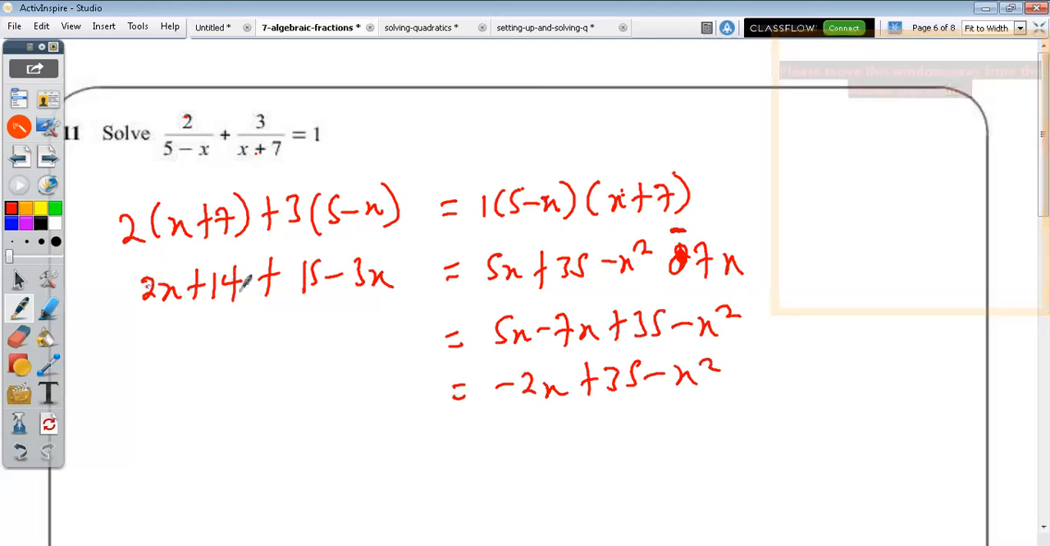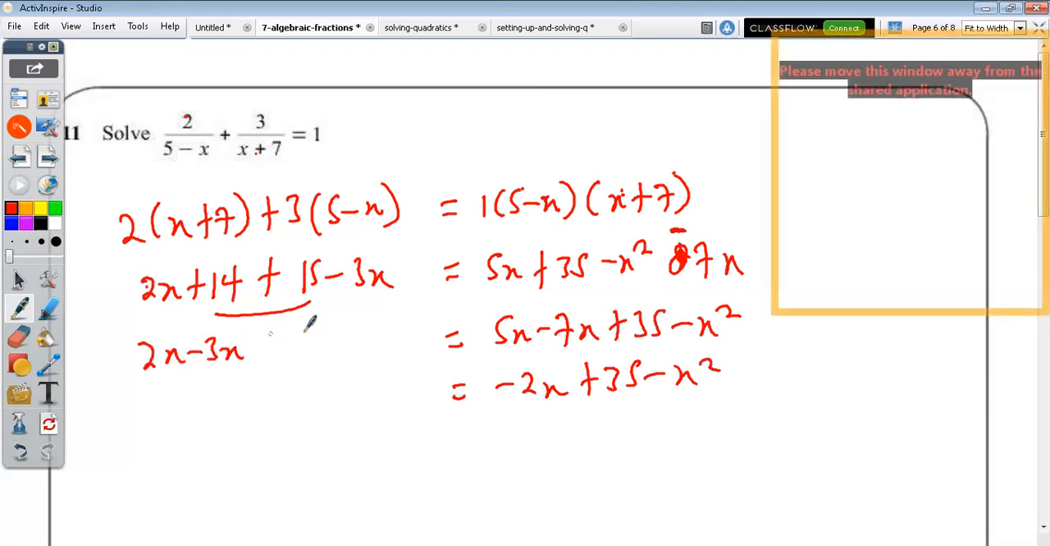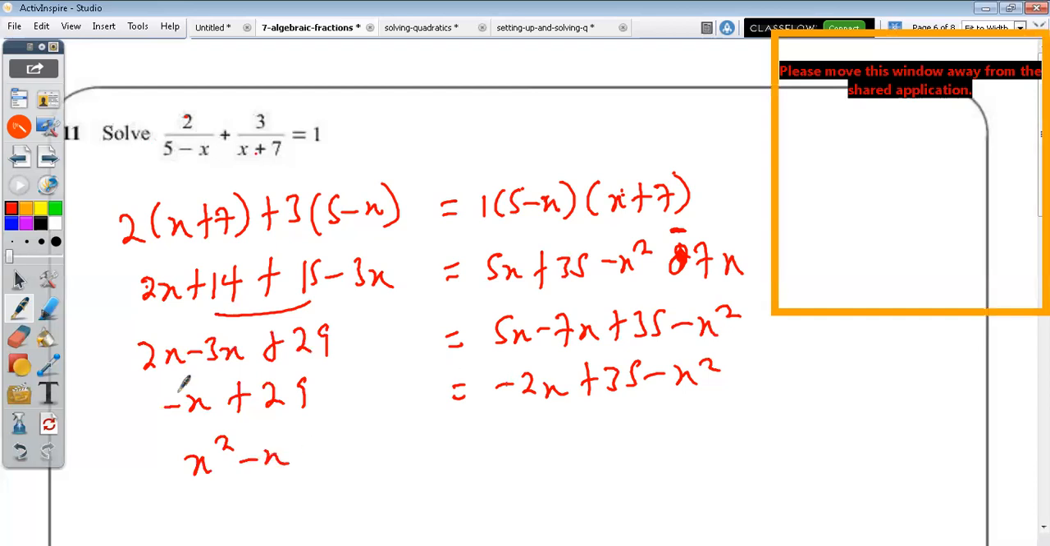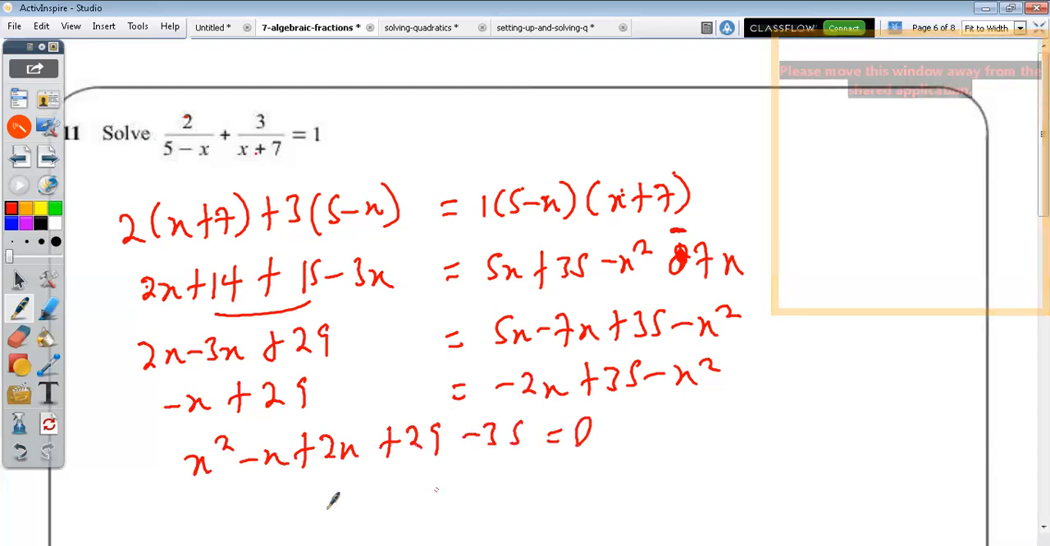Then this is 29. Then this is 2x minus 3x plus 29. This we said it gives you a minus x plus 29. Then we said bring this the other side, so that's a positive x squared minus x. Bring this, that's a plus 2x plus 29. Bring the 35, minus 35 is equal to 0. Then we are exactly where we started. Can you see that? We get the same answer.